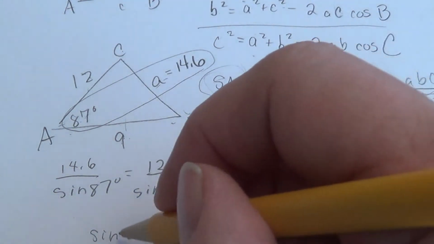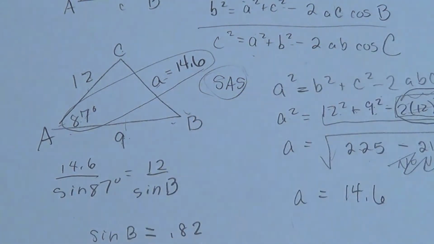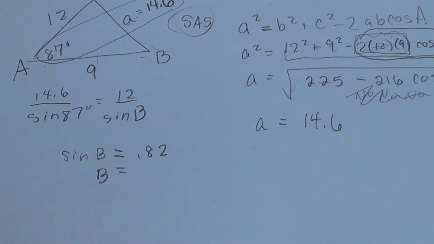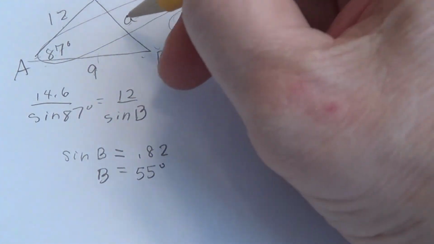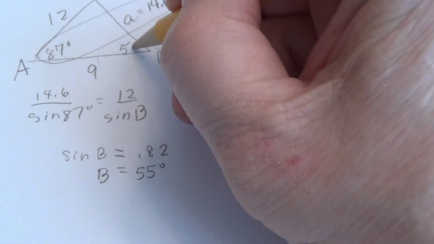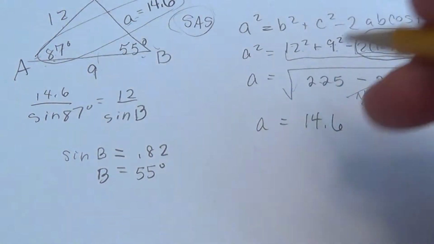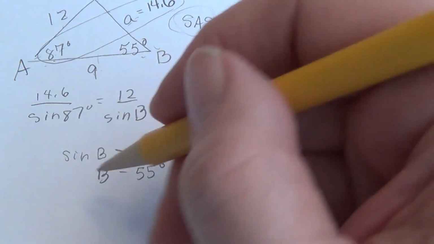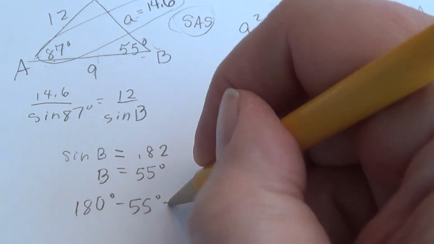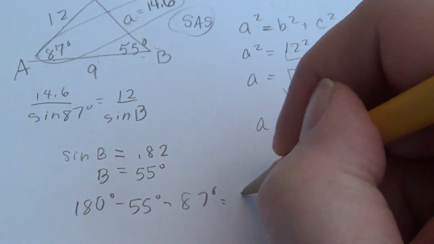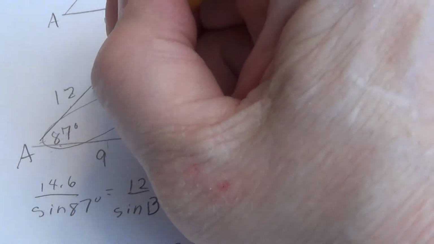And that gave me a b of 55, about. So I put that up in the triangle, 55. I have this angle, this one, to get the top one. I can just do 180 minus 55 minus 87, and I get 38. Is there anything left? 38 degrees.